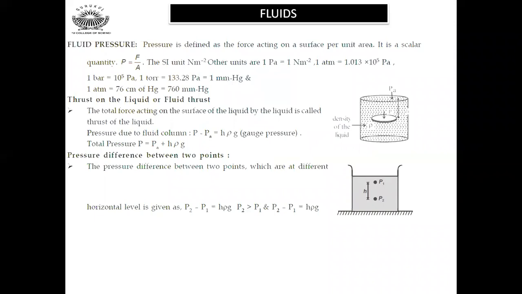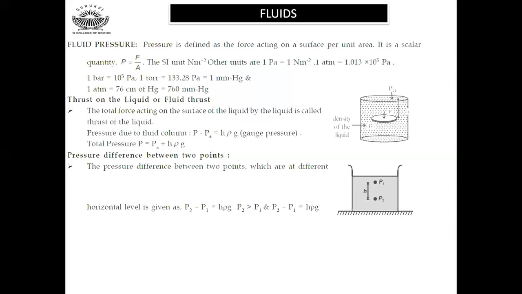The other unit is Pascal. So 1 Pascal equals 1 Newton per meter square, and 1 atmosphere is the practical unit. It is 1.013 into 10 raised to 5 Pascals. Other practical or larger units of pressure are bar and torr. 1 bar is equal to 10 raised to 5 Pascal. 1 torr is equal to 133.28 Pascals. And 1 atmosphere is equal to 76 cm of Hg, that is 760 mm of mercury.